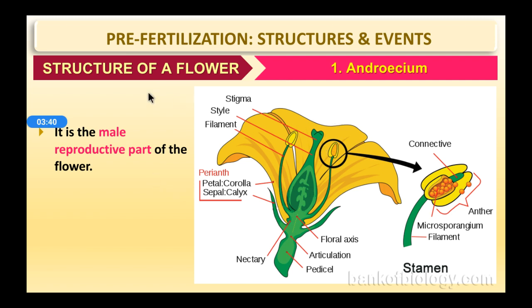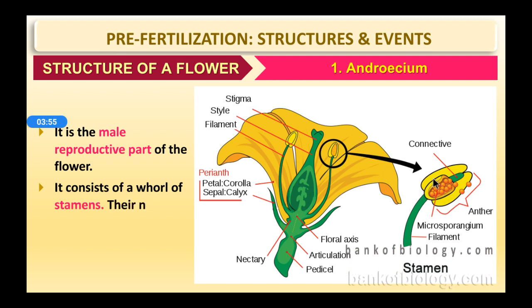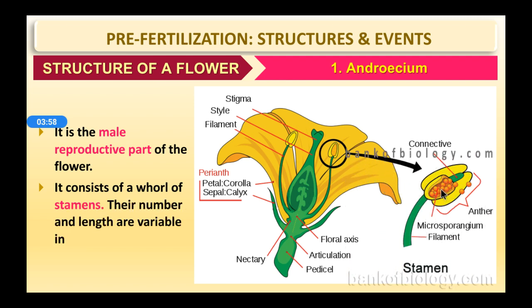The male reproductive part consists of stamen, then microsporangium, and pollen grains. So we need to study these parts in detail. And one more thing is that the number of stamens will vary in different species. So we cannot tell that all types of flowers will have the same number of stamens. It will vary in different species.